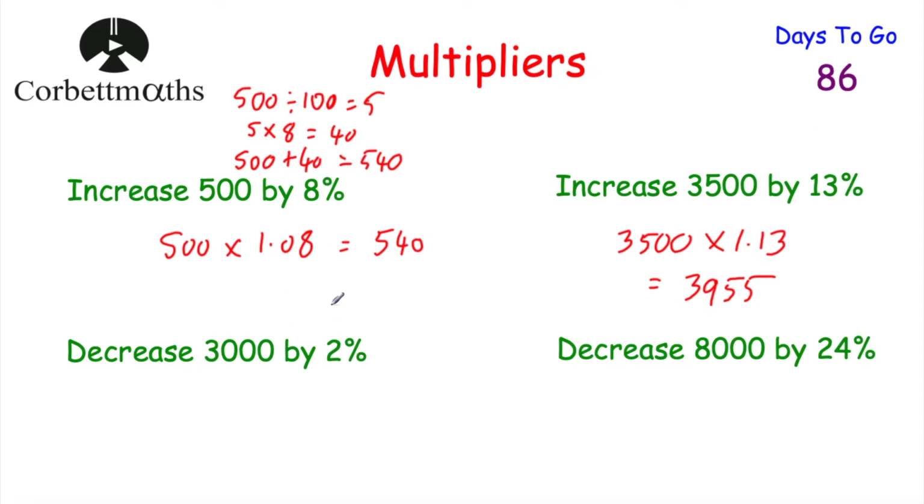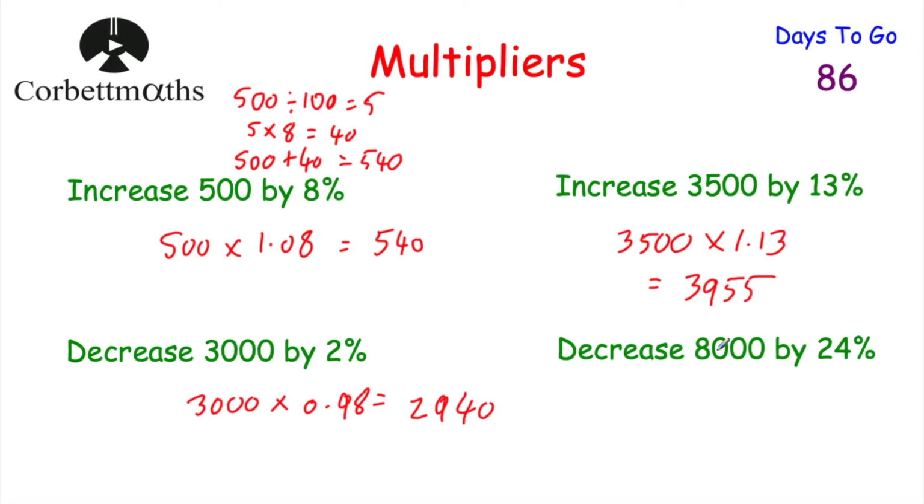Now, if we look at decreasing something by a percentage, well, if you've got 100% to begin with and you decrease it by 2%, you'll be left with 98%. And 98% as a decimal is 0.98. So we would just take 3,000 and multiply it by 0.98, and then that would decrease 3,000 by 2%. So 3,000 multiplied by 0.98 is equal to 2,940. So we've decreased 3,000 by 2%.